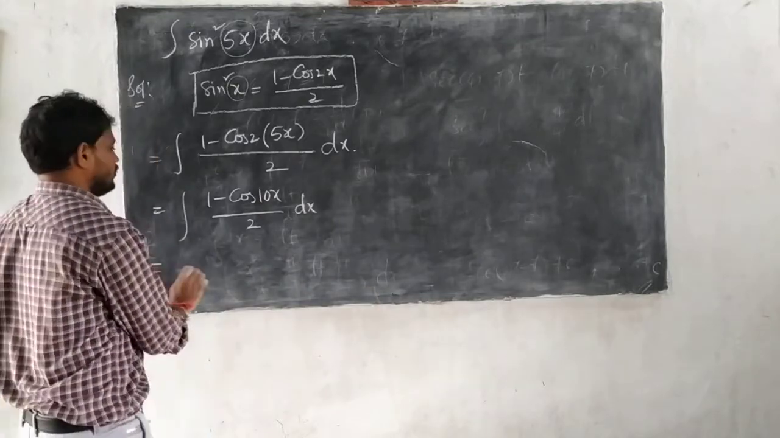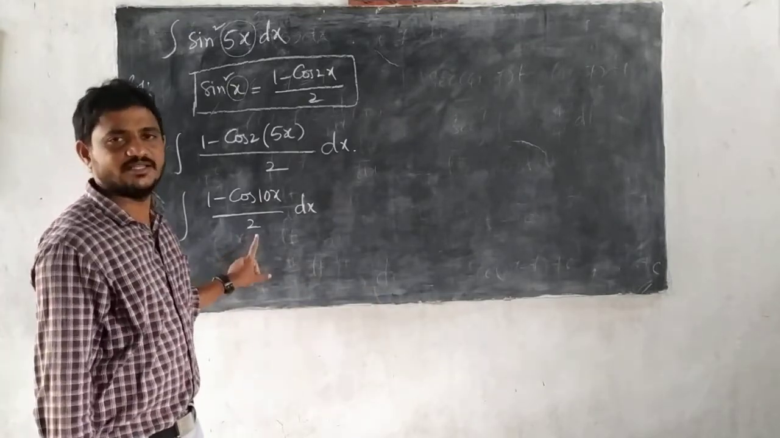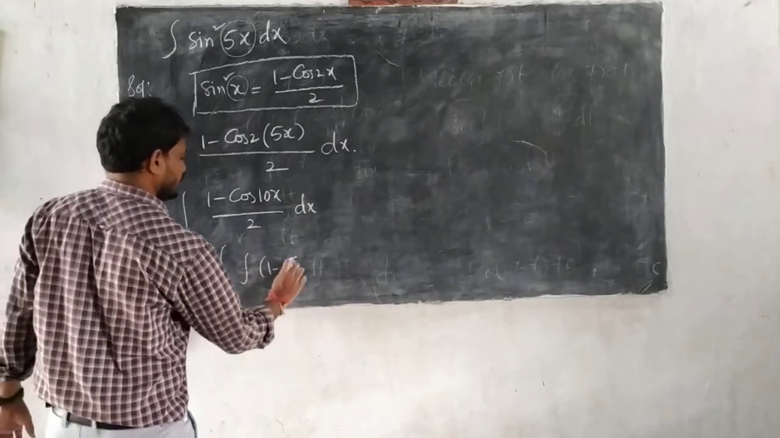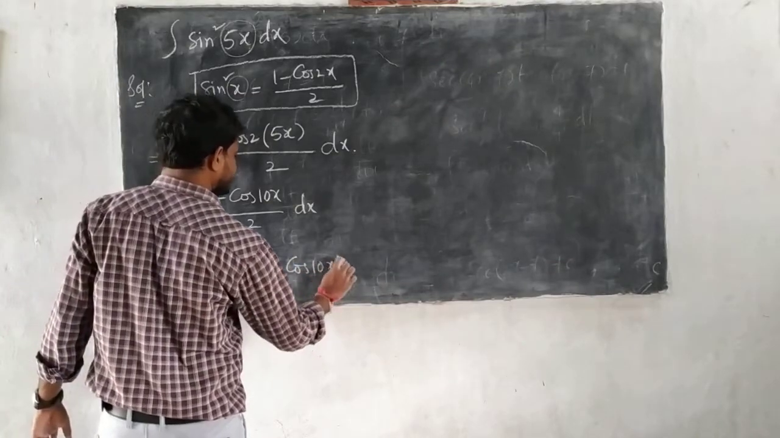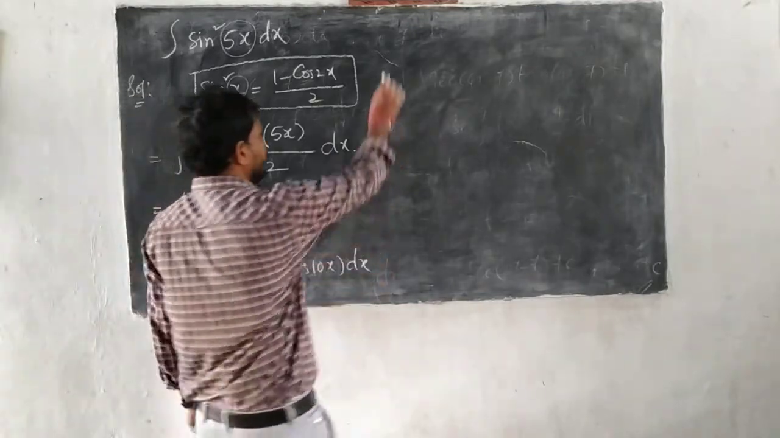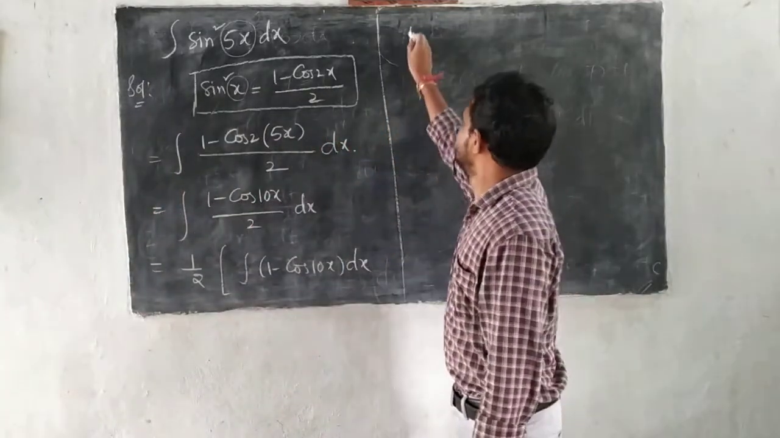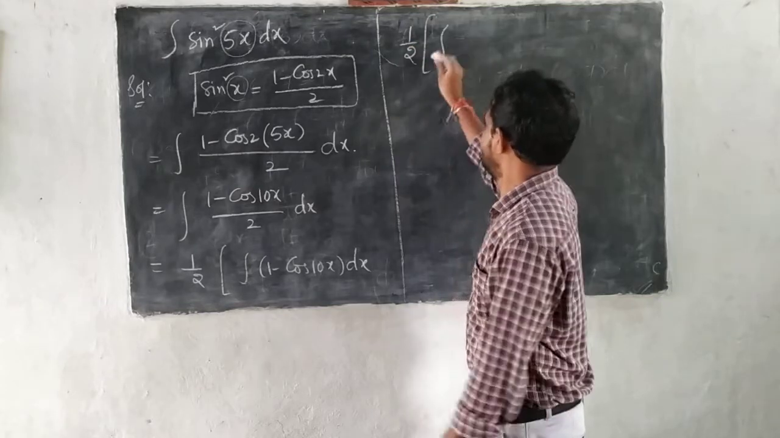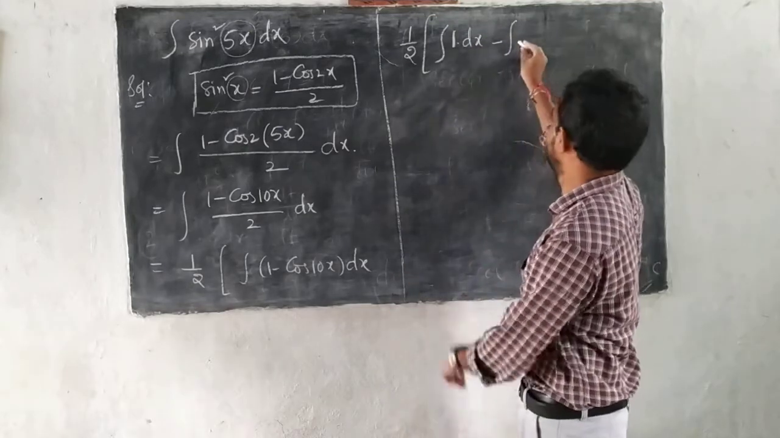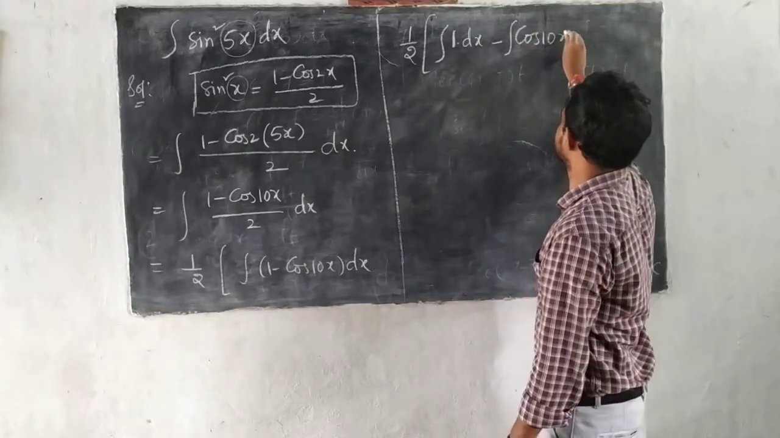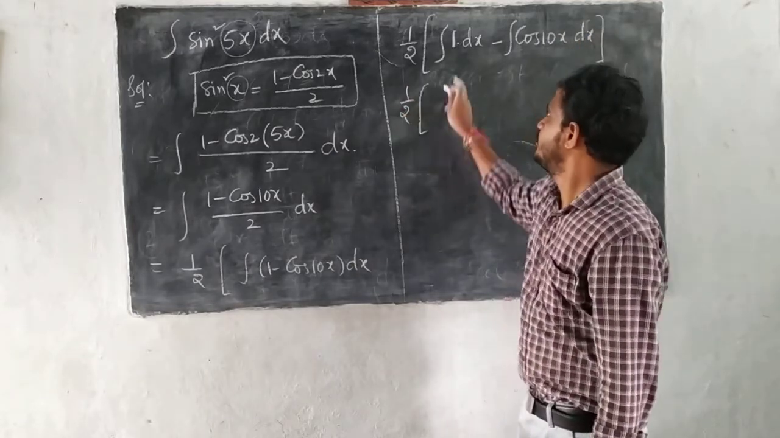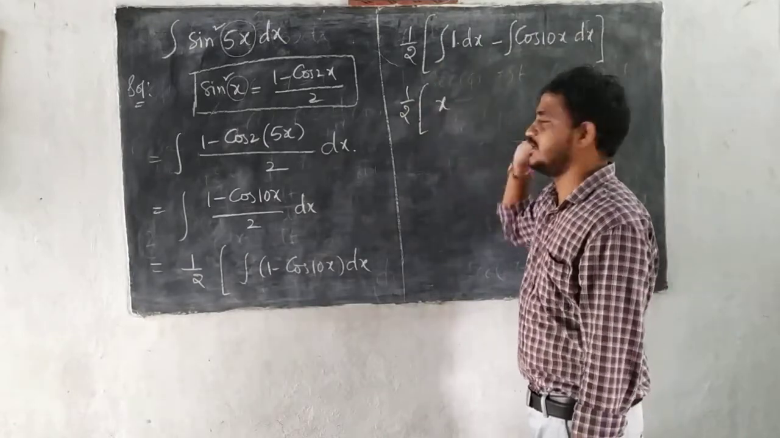Now here in the denominator we have 2, so write this 2 outside. So you will get 1 by 2 integration of 1 minus cos 10x into dx. Now here we have 2 terms, so make it separate: 1 by 2 of integration of first term 1 into dx minus second term integration cos 10x into dx. Integration of 1 into dx, formula is x.